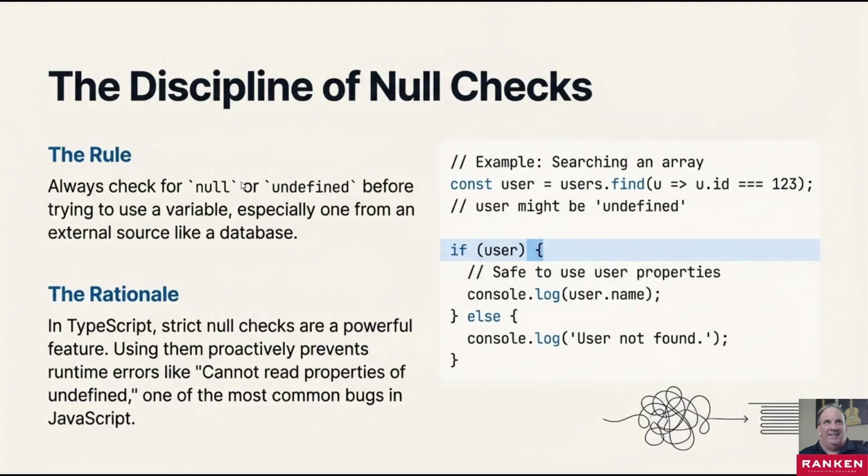The rule: always check for null or undefined before trying to use a variable, especially one from an external source like a database or from a user's input, right? Like if you just hit the enter key again, it would be null. In TypeScript, strict null checks are a powerful feature. Using them proactively prevents runtime errors like "cannot read properties of undefined," one of the most common bugs in JavaScript.